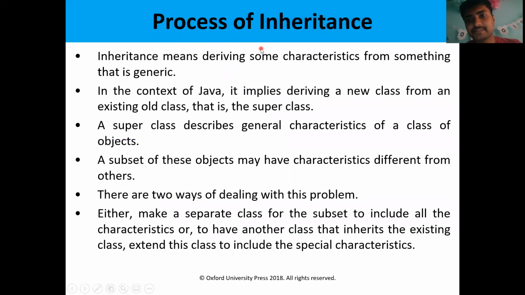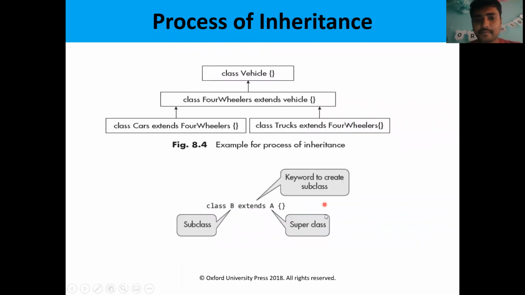So, the process of inheritance. How is inheritance implemented in programming? Let us see one example. Here we are declaring the class Vehicle. This is the superclass. Vehicle is the superclass here.